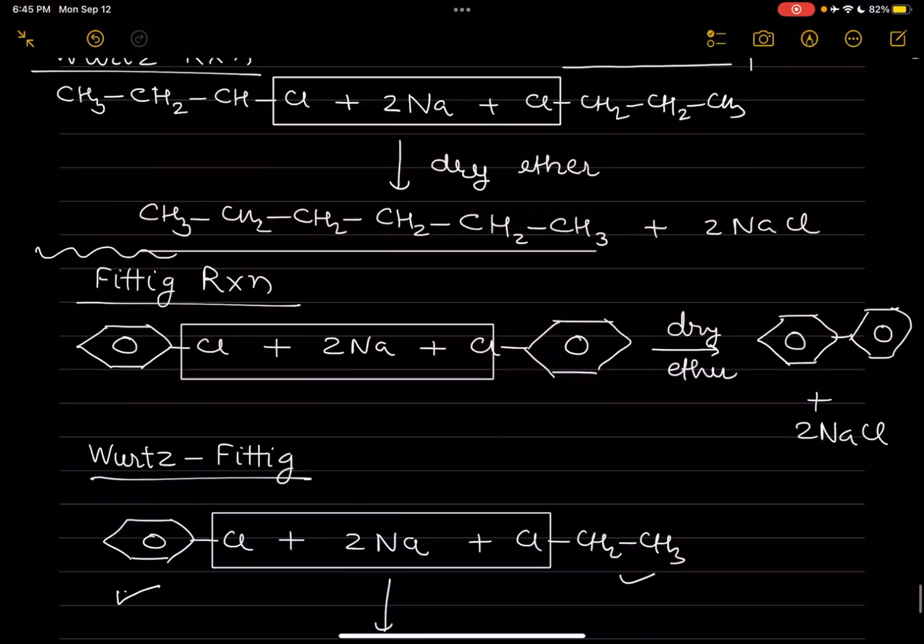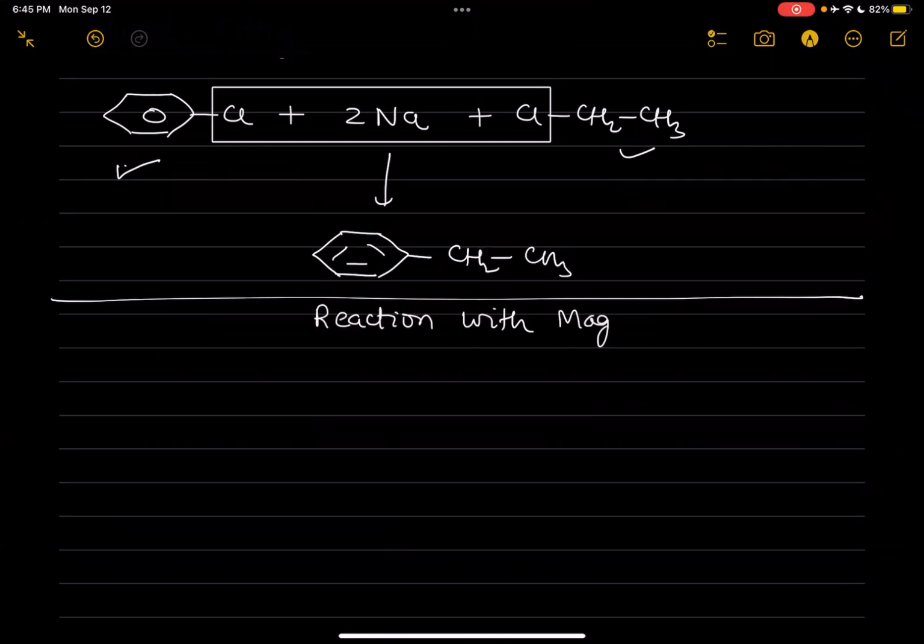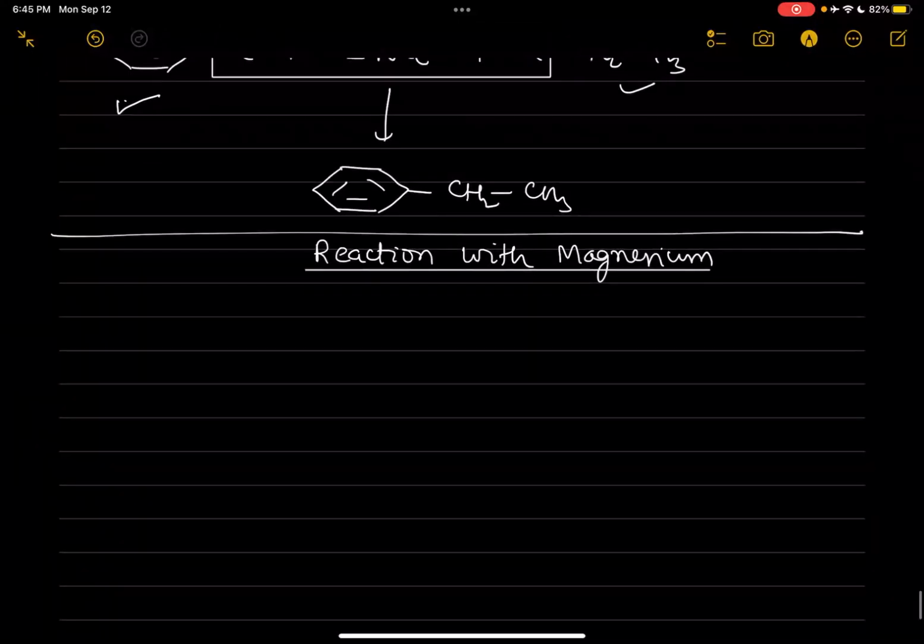Suppose you take an alkyl halide RX reacting with magnesium. If you take RX or any alkyl halide, the alkyl group is generally denoted by R, and the halogen by X, it can be Cl, Br or I. F is generally less reactive, so we take it in a smaller amount.